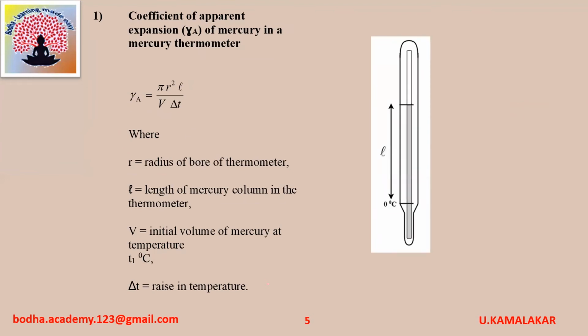Next topic, coefficient of apparent expansion of mercury in a mercury thermometer is given as gamma A is equal to pi r square L whole thing divided by V into delta T, where r is bore of thermometer, L is length of mercury column in the thermometer, V is initial volume of mercury at temperature T1 degree centigrade, and delta T is rise in temperature.